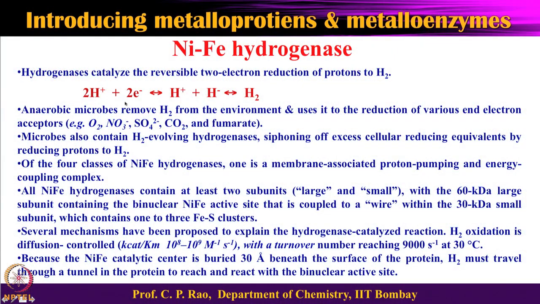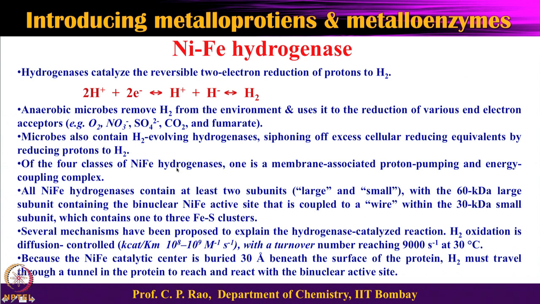Okay. Now, that is about the urease reaction. Let us look at the next enzyme, hydrogenase. Hydrogenase is an enzyme, as I mentioned earlier, for the reduction of H+ to H2 or oxidation of H2 to H+. So, in the anaerobic microbes, they continuously utilize this H2 to reduce the end acceptors like O2, NO3, SO4, CO2, etc. So, these are all reduced. The microbes also contain H2-evolving reducing equivalents, which are utilized in reducing the protons. So, the protons have to be reduced to H2.